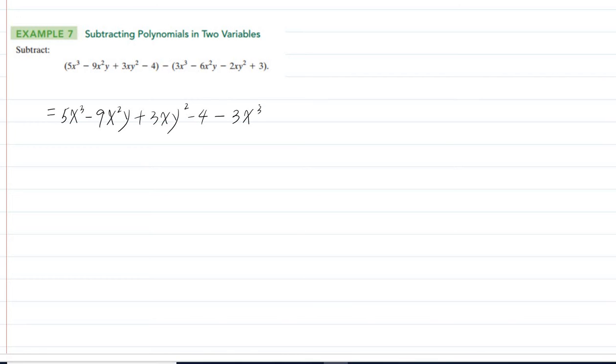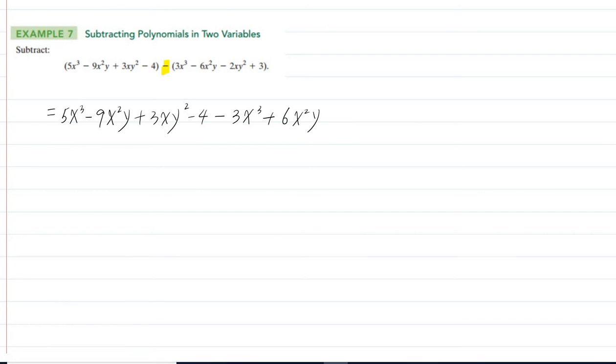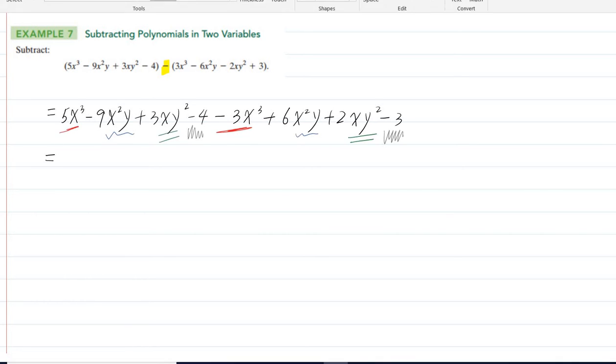Alright, the minus becomes plus 6x squared y, and then, let me just go ahead and highlight this part so then you can recall this is negative. So negative 2, that becomes plus 2xy squared, and then we're going to subtract 3. Okay, we'll just get rid of this parenthesis. So once I get rid of the parenthesis, the rest is kind of just straightforward. We're just going to collect the like terms. So in this case, the like terms will look like this. And then now we're just going to simplify them.